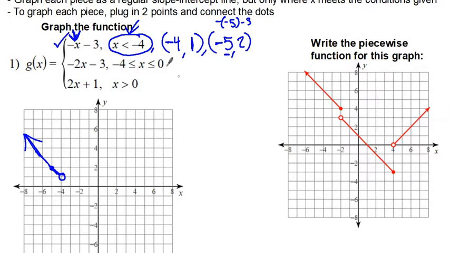Alright, see if you can pause it and try and graph these other 2 pieces right here. Same procedure. So the second point, again, we still need 2 points, and they've given us both of these points here. They've told us x is greater than negative 4, but it's less than 0.